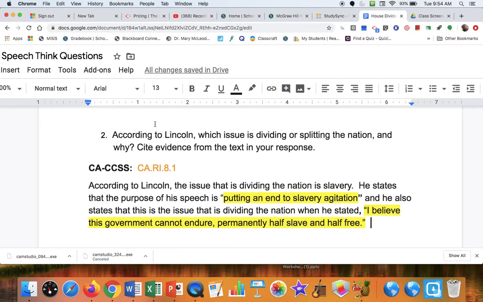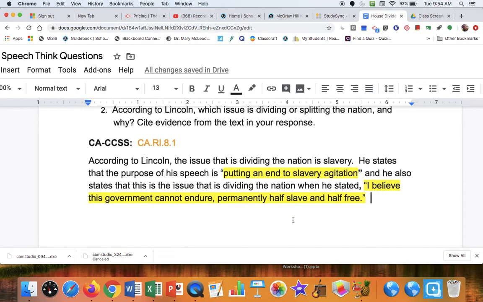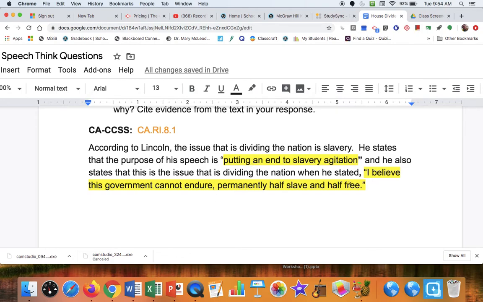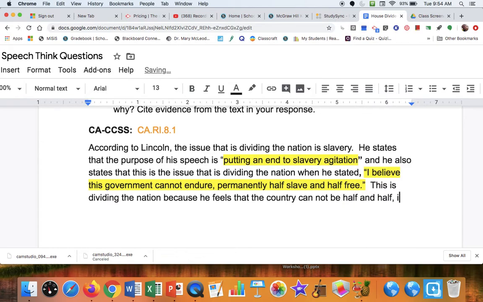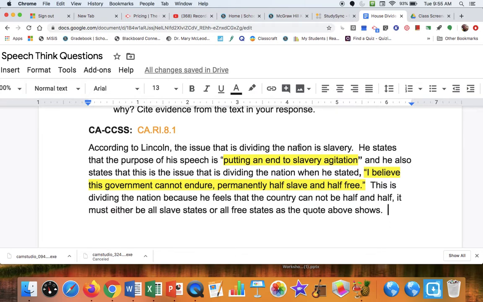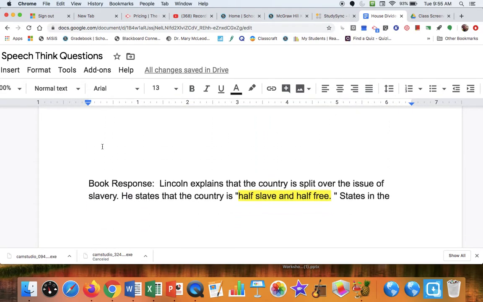Okay, let's check to make sure we did. Which issue is dividing or splitting the nation and why? I think we did both. So it is dividing the nation, well, let's just add it. This is dividing the nation because he feels that the country cannot be half and half. It must either be all slave states or all free states, as the quote above shows. Okay, so there's a good answer. We have two pieces of evidence. We answered both.